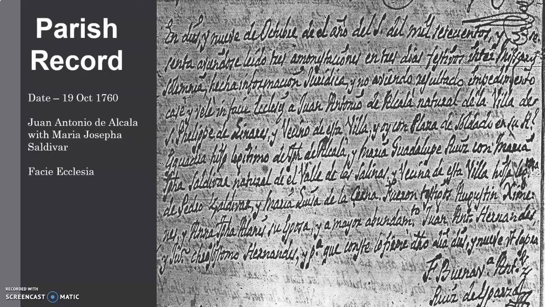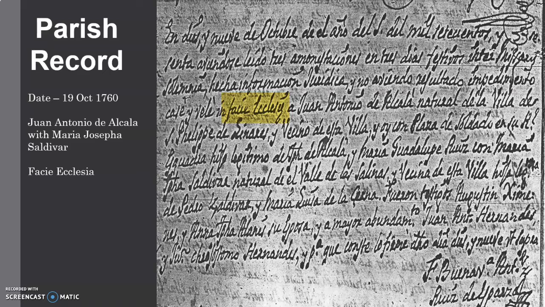This example here, this is an October 19th, 1760 record. And it is Juan Antonio de Alcalá, who marries Maria Josefa Saldivar. And they have this term here. Now, this is a Latin term, and it's Faci Ecclesia. That's like in the presence of the congregation or in the church. I look for that when I'm looking at the information. Sure enough, it tells me the date at the very beginning on the first line, that the 19th October of 1760.